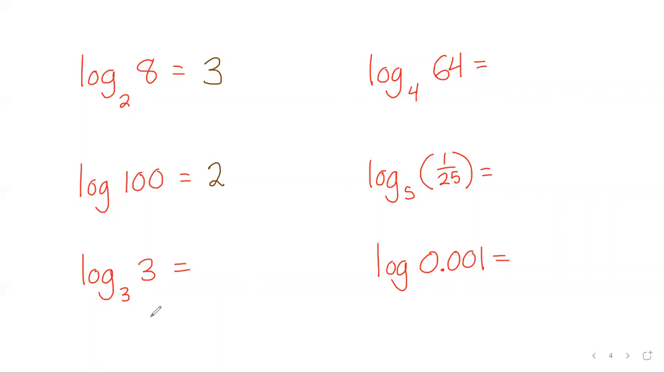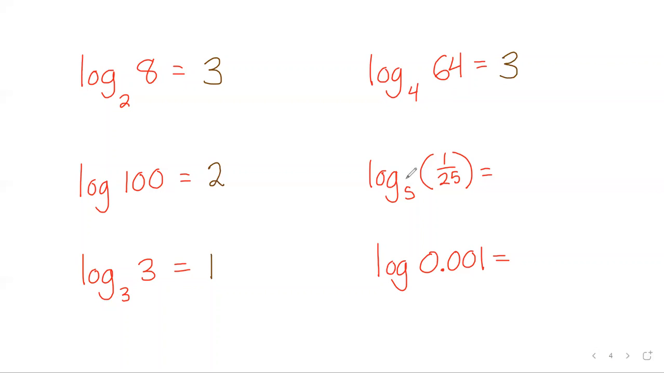And if you feel comfortable with these, go ahead and pause the video, do these last few or try them, and then unpause and see if you got them right. Log base 3 of 3. This is asking, what exponent turns 3 into 3? Well, an exponent of 1 turns something into itself. 3 to the first power is 3. This next one is asking, what exponent turns 4 into 64? Or in other words, 4 to some power is 64. That's just 3.